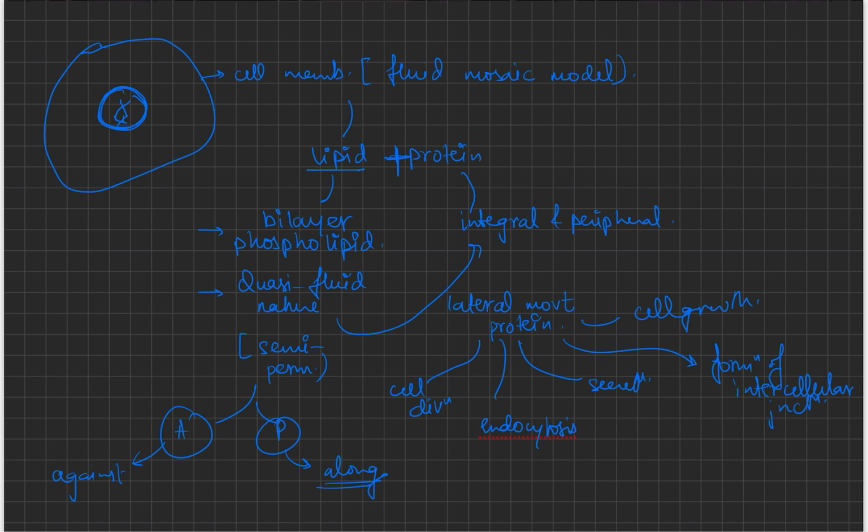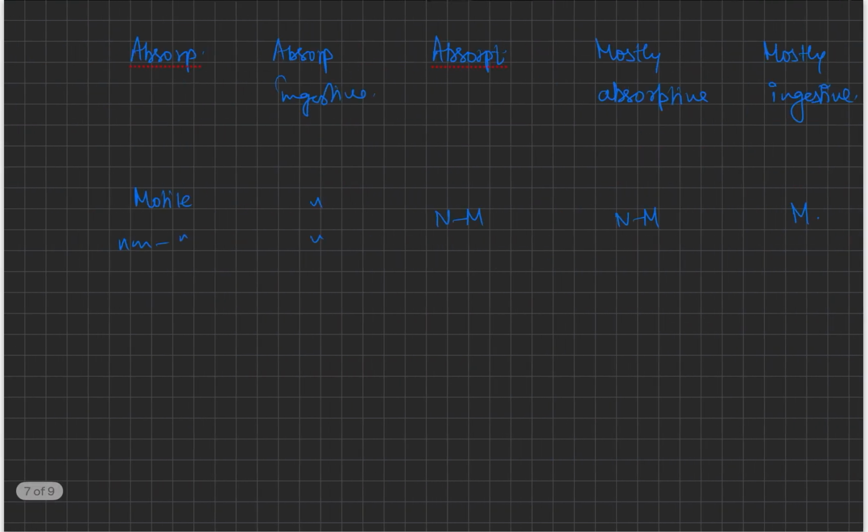So moving on to the cell wall. Where is it present? It is mostly present in fungi, plants, and not animals. Animals do not have a cell wall. It is a non-living rigid structure which is mostly made up of peptidoglycan, but in different organisms it is different. Like algae.